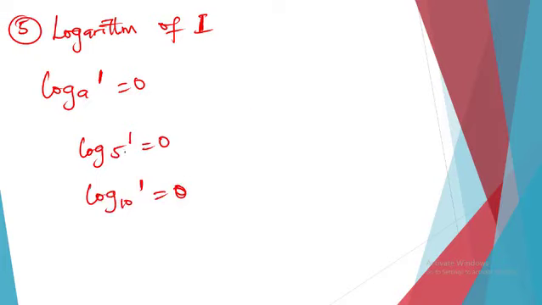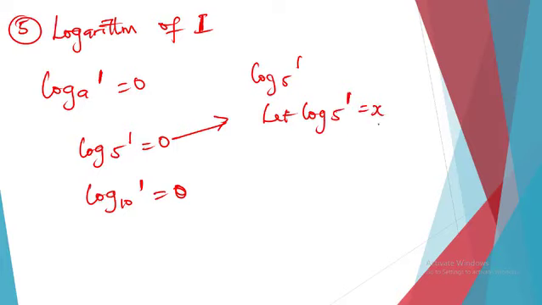Let me prove that. Assuming we are working with log 1 base 5, this is equal to saying let log 1 base 5 be x. Is that correct? Let log 1 base 5 be x. It means that 1 is equal to 5 raised to power what? x. Is that correct?